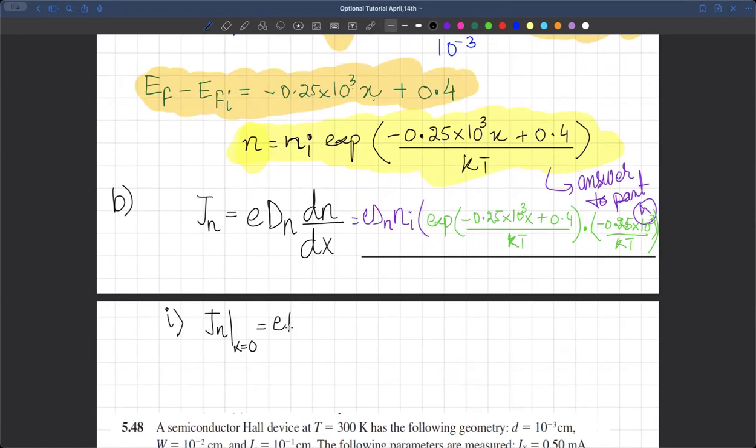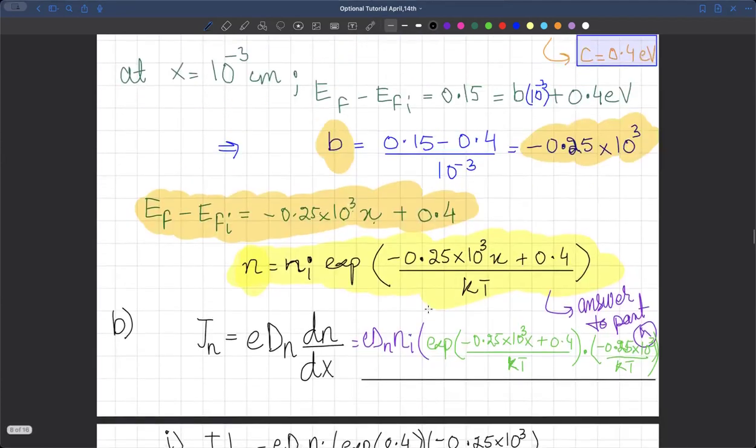Even this is not easy. There are so many terms there, so you have to plug in. So exponential of 0.4 over kT. And of course, this constant is still there, negative 0.25 times power 3 over kT. Okay. So you just have to, what is the temperature? I think they have already given us 300.